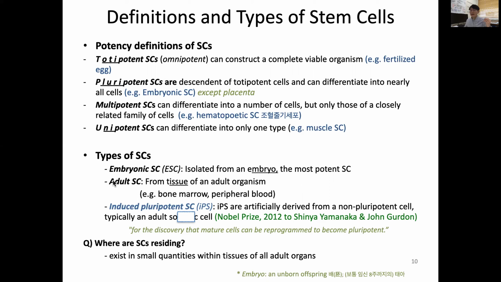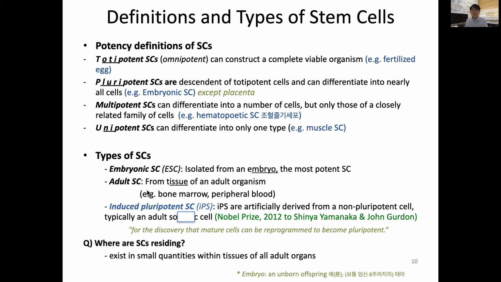We found an adult stem cell, which is from the tissue of an adult organism, such as you can take out a little bit of the skin of myself, and if you can make a stem cell out of this, that is called adult stem cell. Or for example, bone marrow or peripheral blood contains stem cell, and that's called adult stem cell.